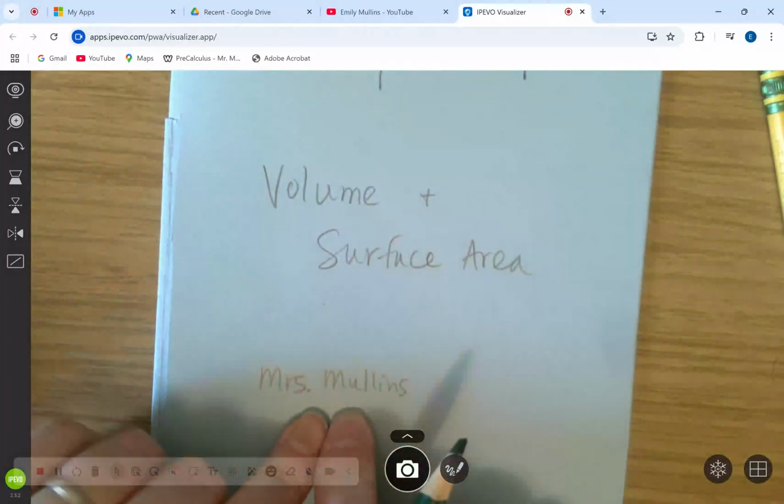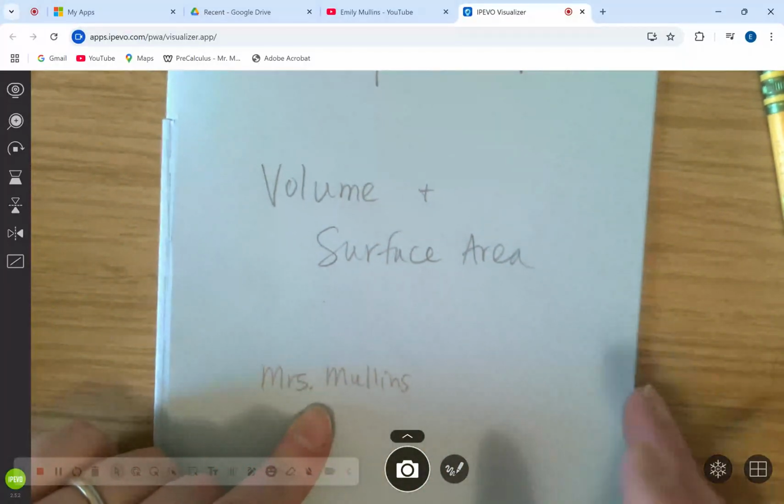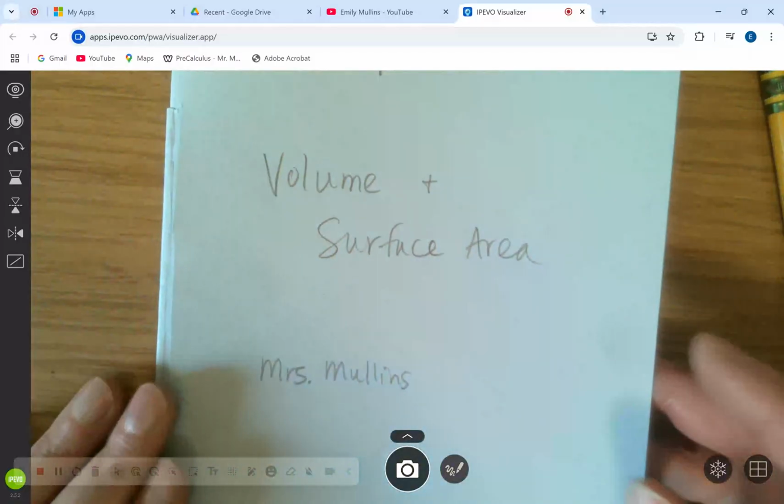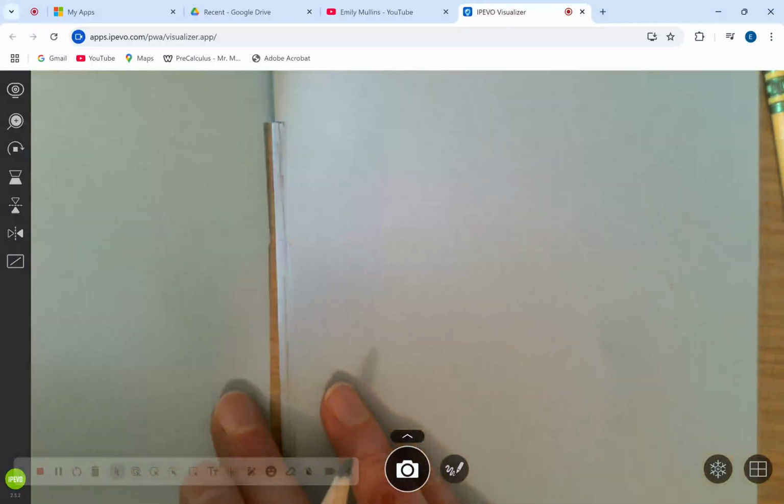I also put my name on this, so if something happens to the book we can find it later. I'll try to find you some stickers that we could use to decorate it in class.